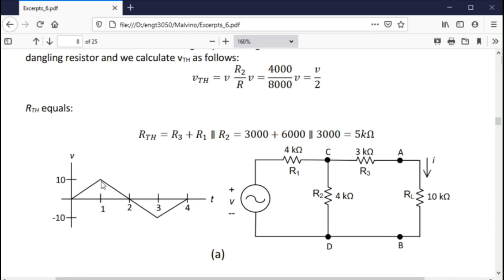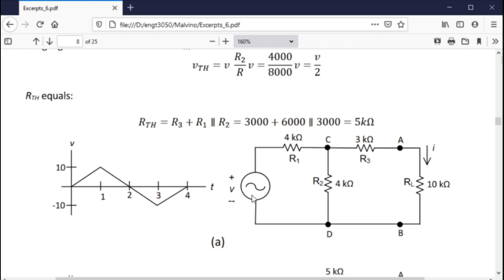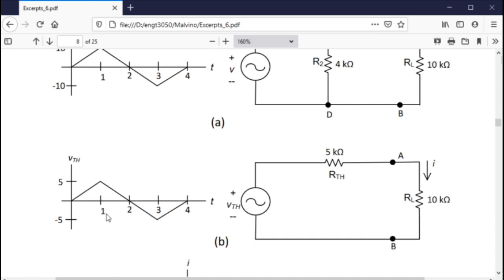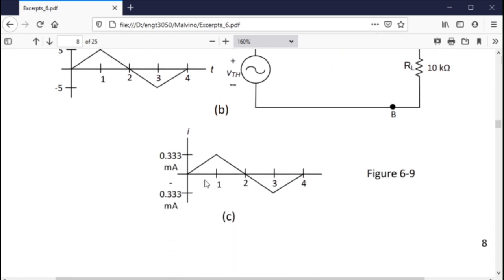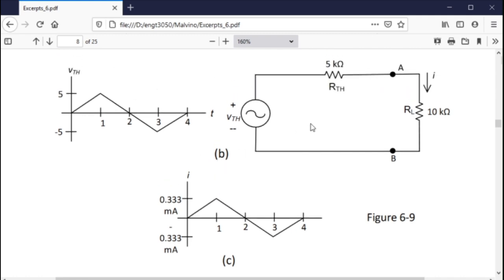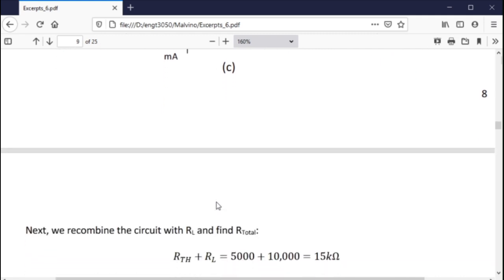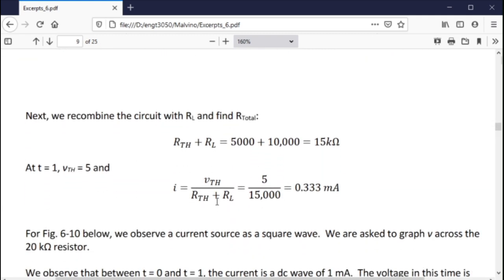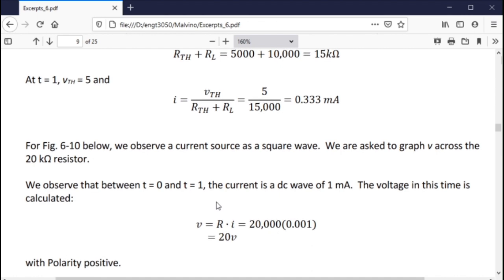So I need to calculate this as if V equals 10 volts. I put V equals 10 volts in here, and I calculate my peak. So V Thevenin is 5, and that would be my peak. And then I calculate my I based on that. So my I is 5 volts divided by 5 plus 10K, or 0.333 milliamps. And we can go at 5 at t equals 1. You can also draw it at t equals 2, t equals 3, and away you go.